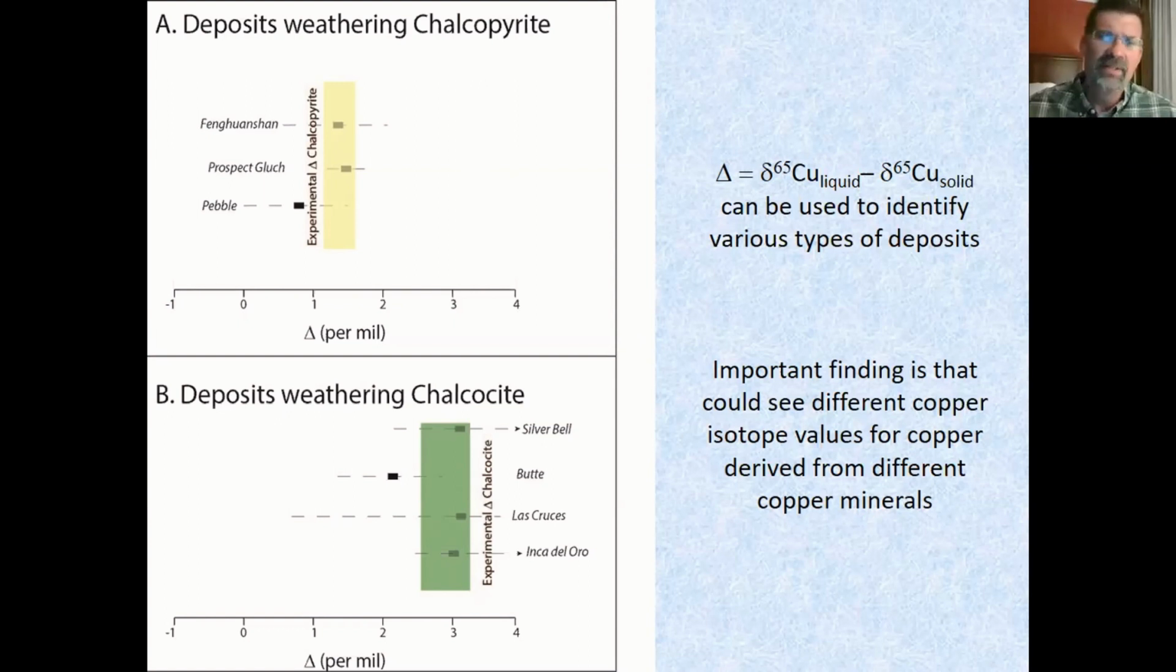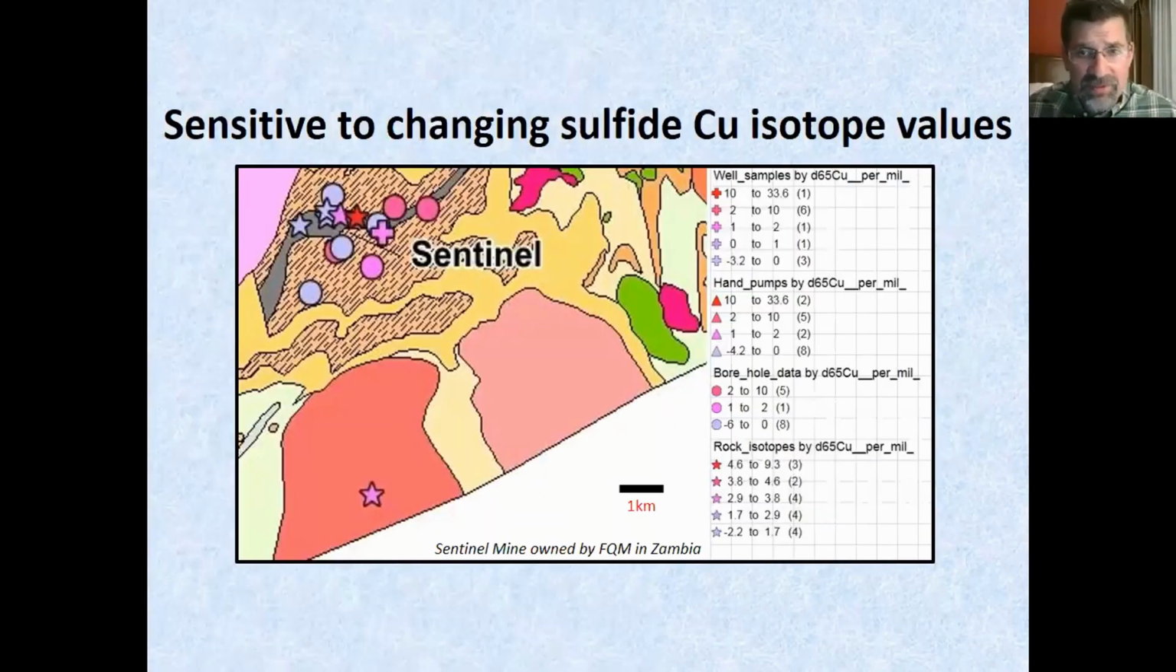In contrast, look at deposits that are weathering chalcocite: Silver Bell, a porphyry in Arizona; Butte, a porphyry in Montana; Las Cruces, a massive sulfide in Spain; and Inca de Oro, which is a variety of things in Chile. You can see that the delta values overlap quite nicely with what you'd expect when weathering chalcocite. So not only can you see the presence of the sulfide, but you may actually be able to indicate what sulfide is weathering.